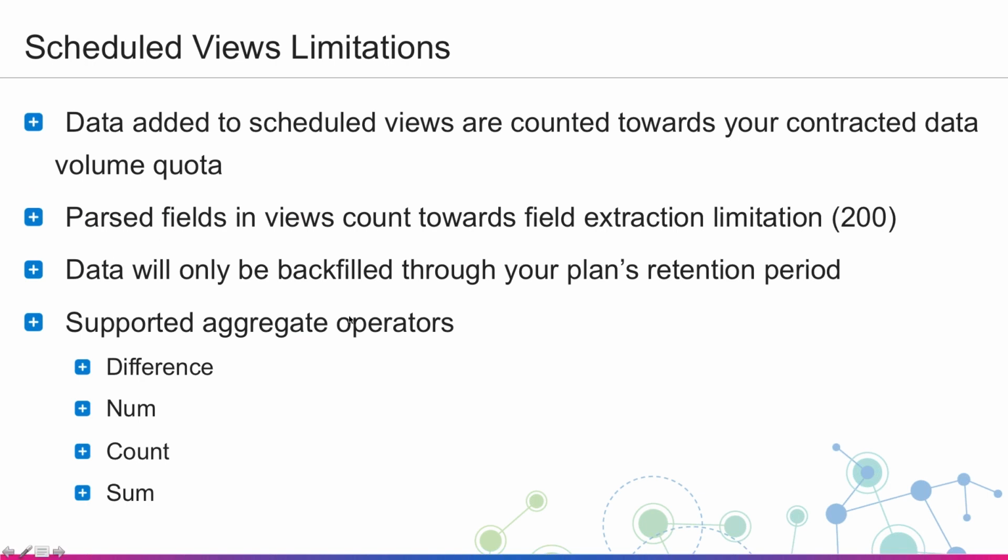Any fields that you're parsing within scheduled views also count towards your quota of 200 extracted fields. Okay, so both the extracted fields in scheduled views as well as the extracted fields as part of your field extraction rules are counted towards this limit.